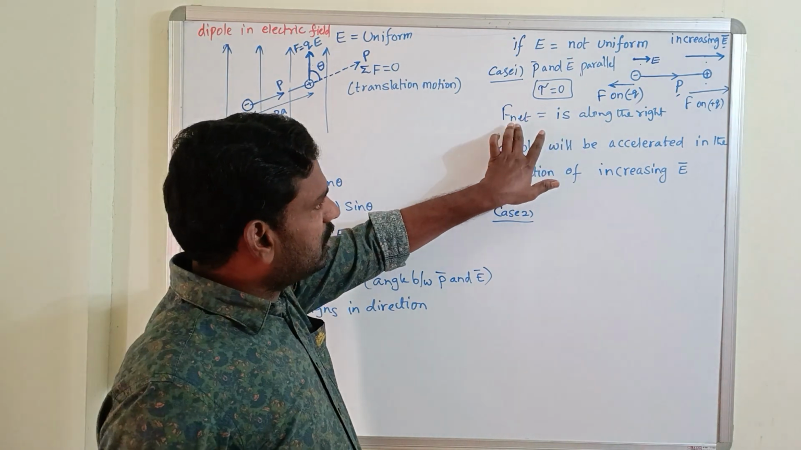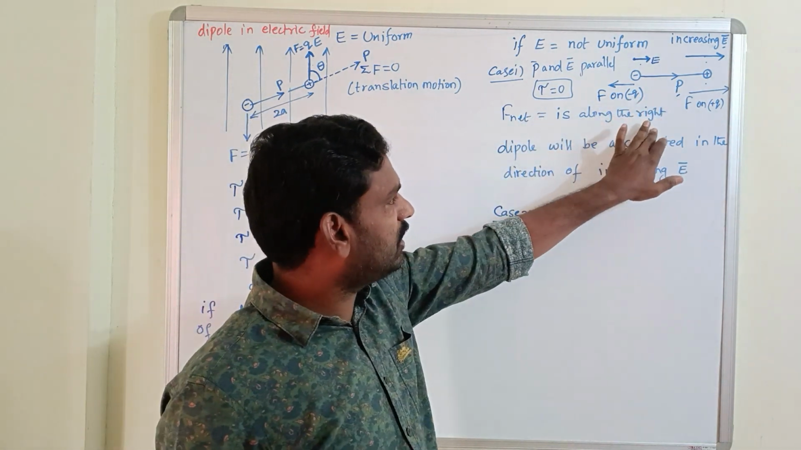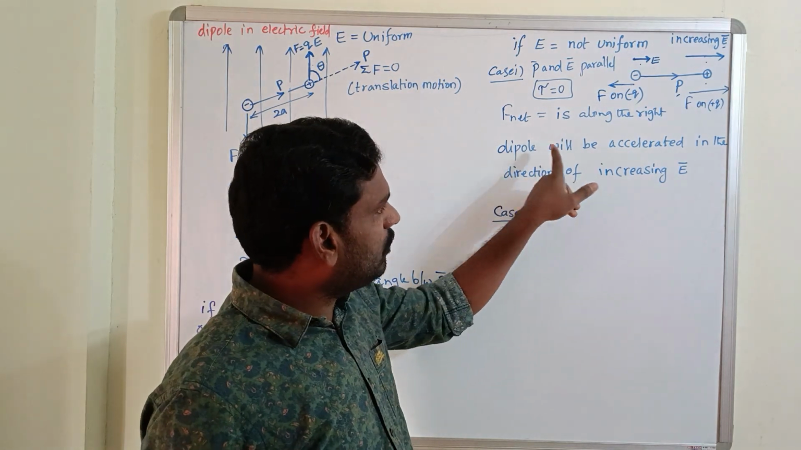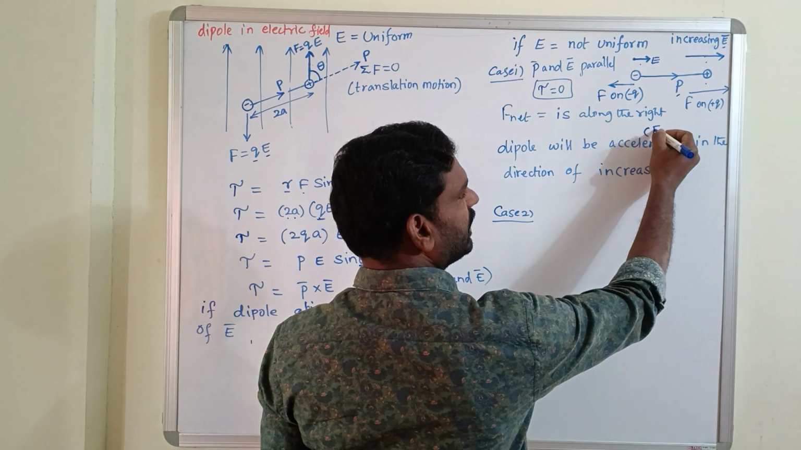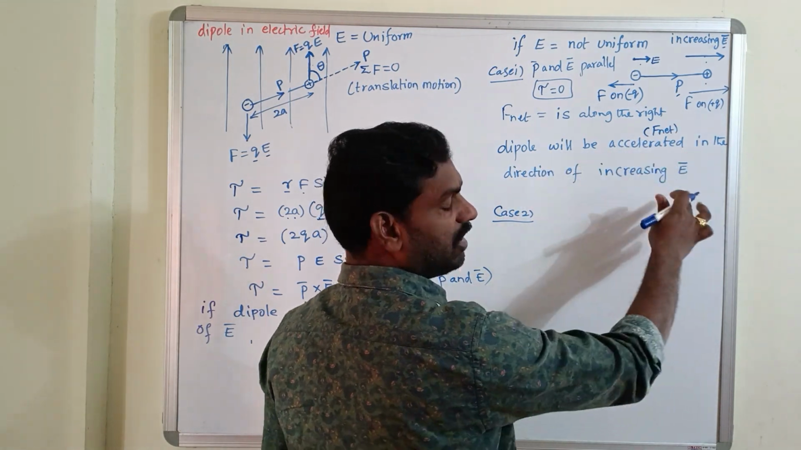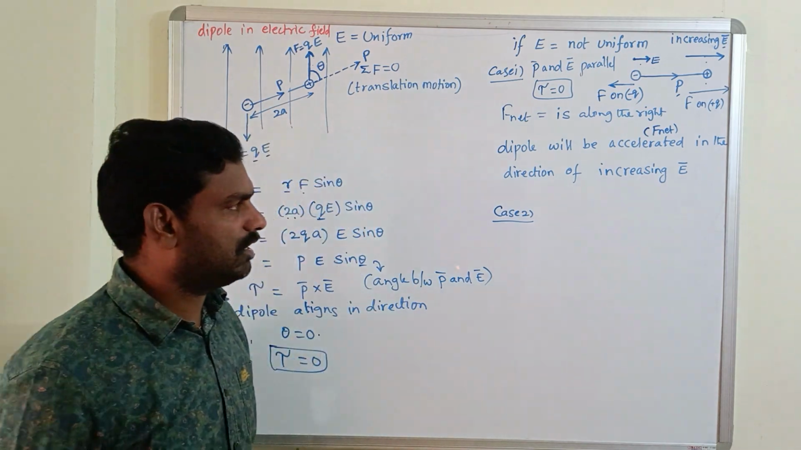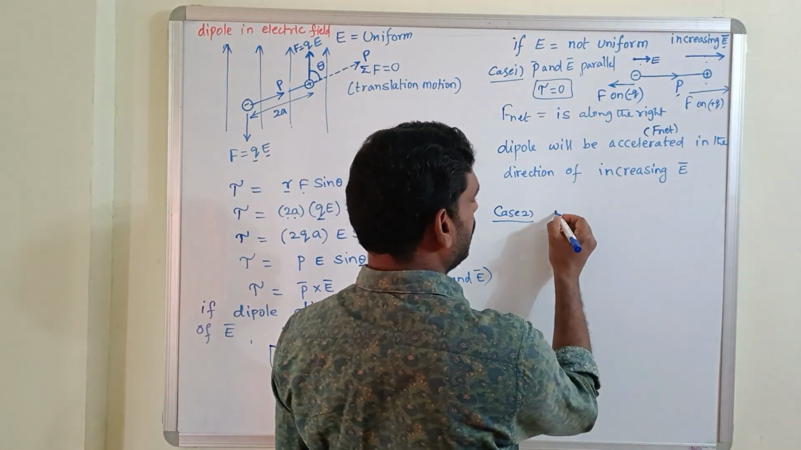So in that case, the net force acting on the dipole is along the right side. That is, the dipole will be accelerated. That is, the net force will be in the direction of increasing electric field. Increasing electric field direction.